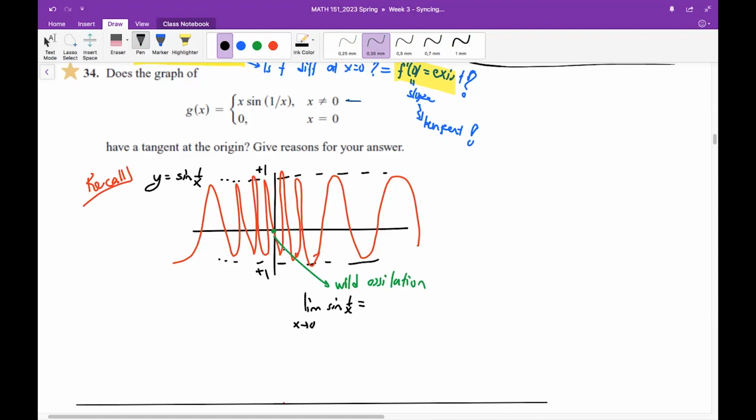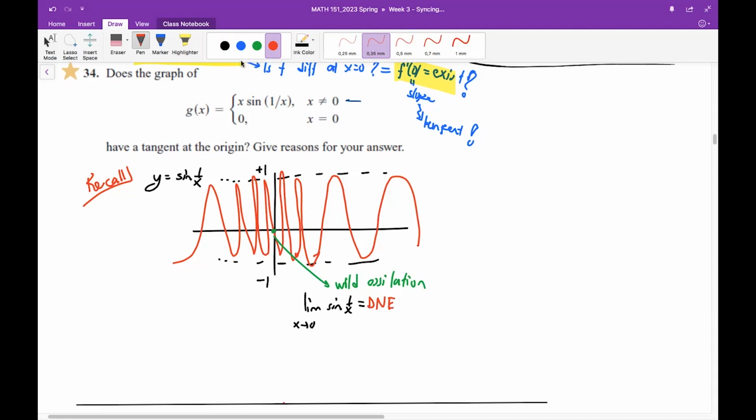Since we have infinitely many oscillations around the origin, your function gets closer to +1 and, sorry, this should be -1, and -1 at the same time. It jumps from +1 to -1 infinitely many times. That's why there is no unique number to which your function approaches. That's why this limit does not exist, because of this wild oscillation behavior.